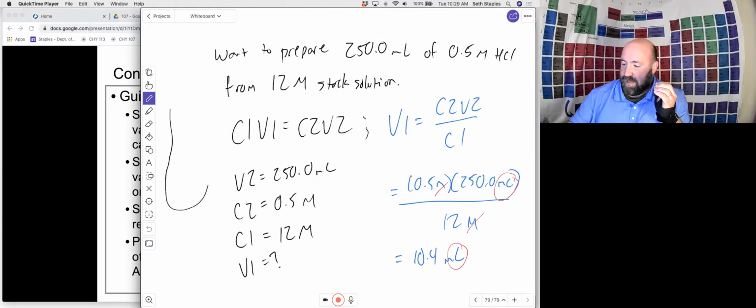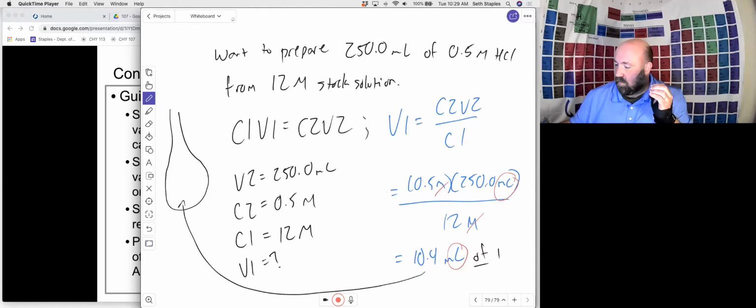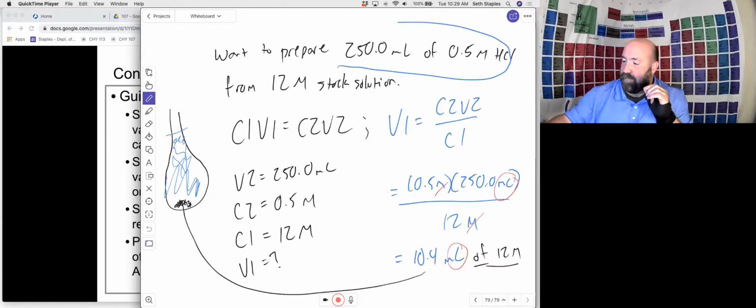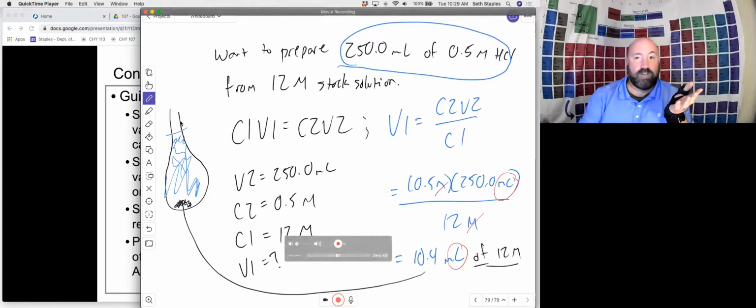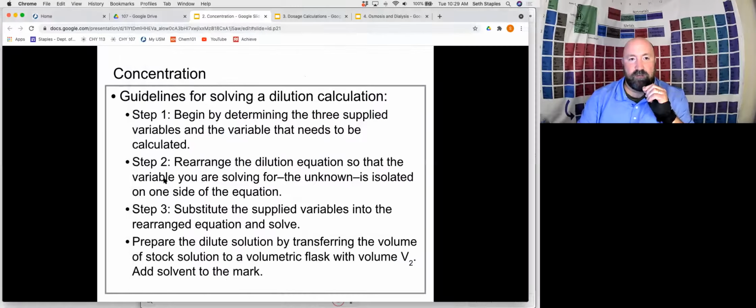Got my volumetric flask here. I'm going to take that amount of the 12 molar and dump that into my flask. So now I've got a little bit of the hydrochloric acid down in here, the concentrated stuff. And then I'm simply going to add enough water in here to get up to the 250 milliliters. And so then at that point, I will have 250 milliliters of a 0.05 molar solution. So that would be how we use our dilution equation.